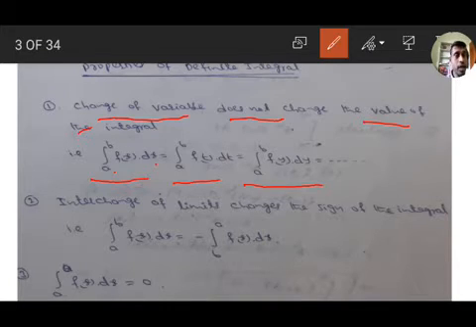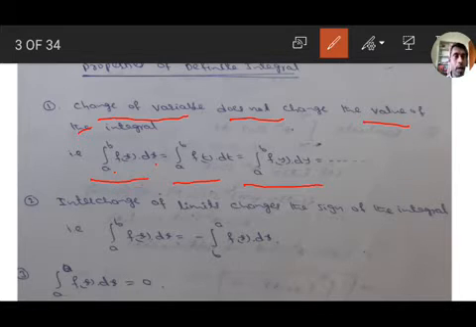If you take integration 1 to 4 sine x dx, it is the same as integration 1 to 4 sine t dt. Any variable, if it is the same function, will give the same answer.